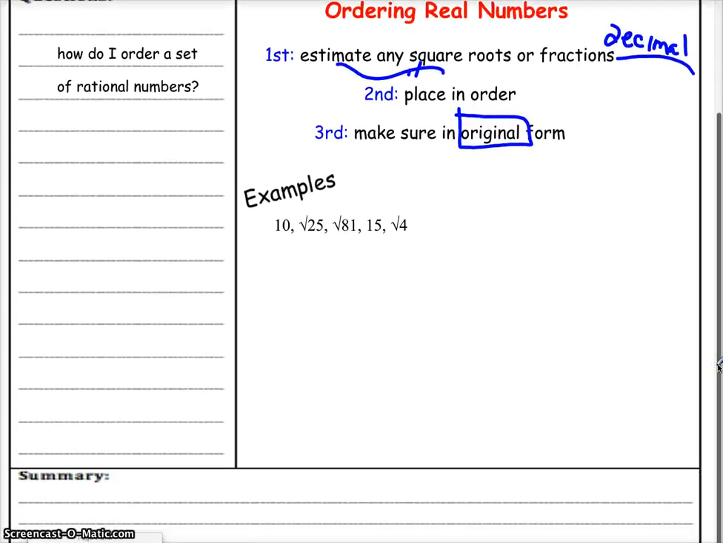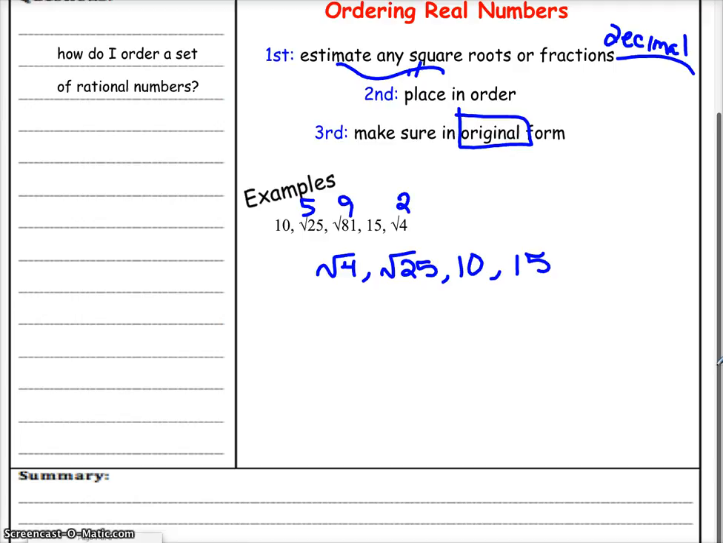Well, it looks like we only have one example, so I'm definitely going to give you another example. But the first thing I'm going to do is take care of my square roots so I can see what they really are. This is 2. Notice that I'm going to my perfect squares first. Well, 81's a perfect square too. And now I put in increasing order. So my smallest number is 2, which was given to me as the square root of 4. My next smallest number is 5, which was given to me as the square root of 25. And then 10, and then 15.